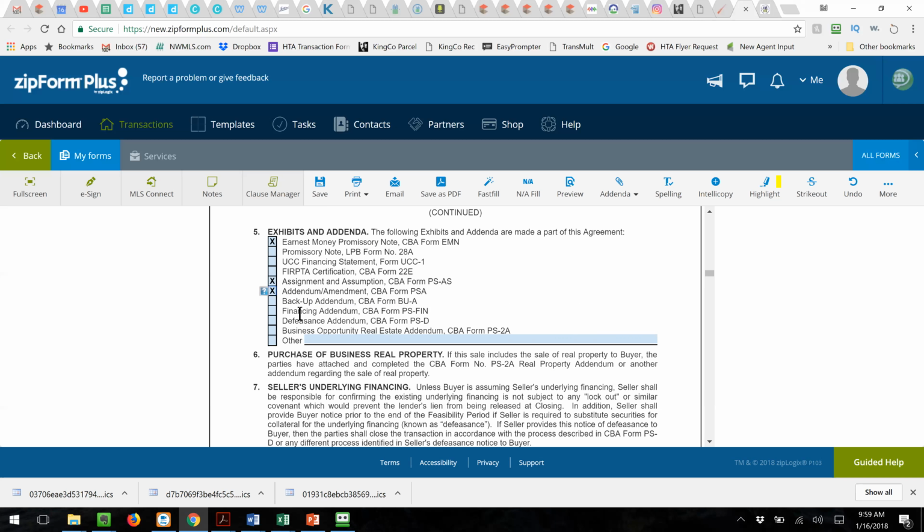Financing, we don't expect to need, right? Because you're paying in cash. Defeasance doesn't apply to you. Business opportunity, real estate addendum. So that would be if there was real estate. So that doesn't apply. You don't have to put addendum down here, but if you had something else you wanted to add, you could definitely add it. All right.